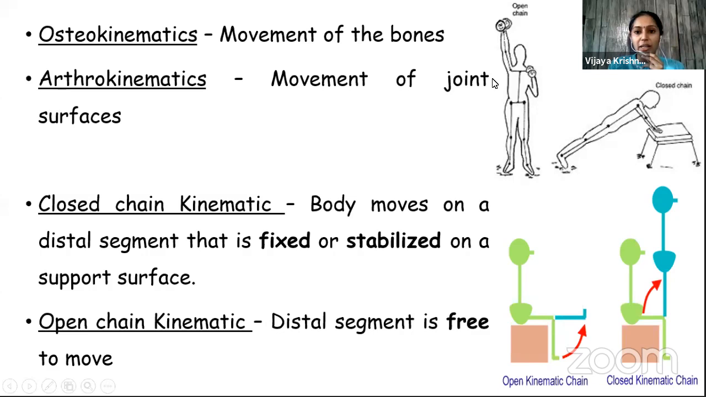Closed chain kinematics are those where a body moves on a distal segment that is fixed or stabilized, like you can see in this figure. And there is another figure down here. The next is open chain kinematics, where the distal segment is free to move, like that shown here, where the movement is freely occurring, and here where you can see the knee extension freely occurring. So the distal segment is free to move. These are the two terms attached to osteokinematics: closed chain kinematics and open chain kinematics.